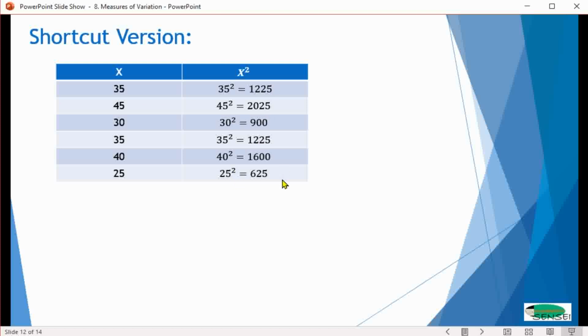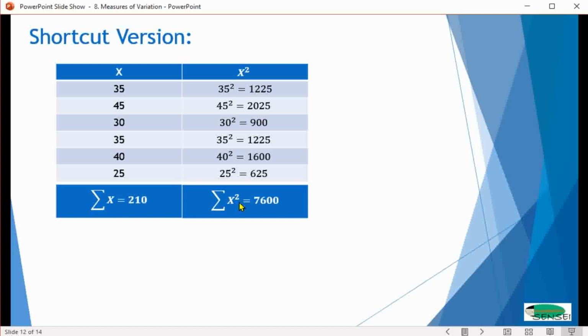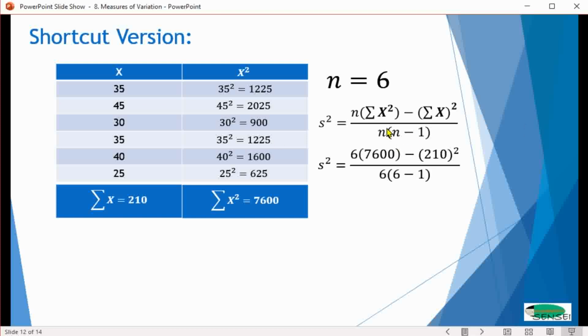Yung isa kasi kanina, may table ka for x, and then isubtract mo na siya, tapos yung mga results ng subtractions, you square those. But that's not necessary here. You will just automatically square the numbers and then substitute them in the formula after you have acquired the sum of the x column, which is 210, and the sum of the x squared column, which is 7,600. So once you have these, you go back to the formula. This is the formula. Substitute it. N is 6. And we have summation of x squared, that is 7,600. Summation of x, which is 210, and square natin siya.